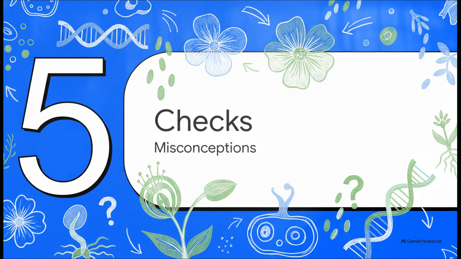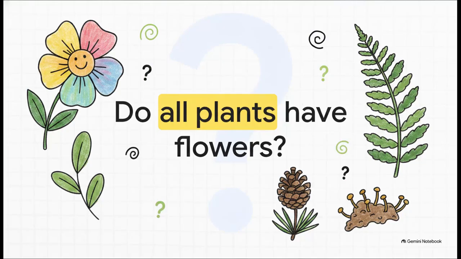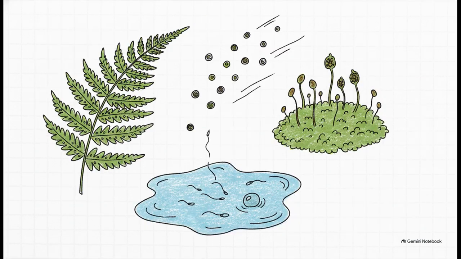Let's do a few quick checks and clear up some super common biological misconceptions. I want you to think about this for a second. Do all plants have flowers? The answer is no. While flowering plants, or angiosperms, make up about 90% of plant species, they definitely aren't the only ones out there. Early plants, like mosses and ferns, never produce flowers, and they don't produce seeds either. Instead, they rely on spores for reproduction. Some, like bryophytes, even have sperm cells that physically need to swim through water to reach the egg.